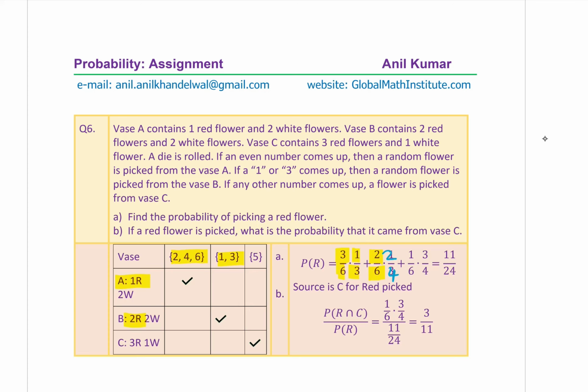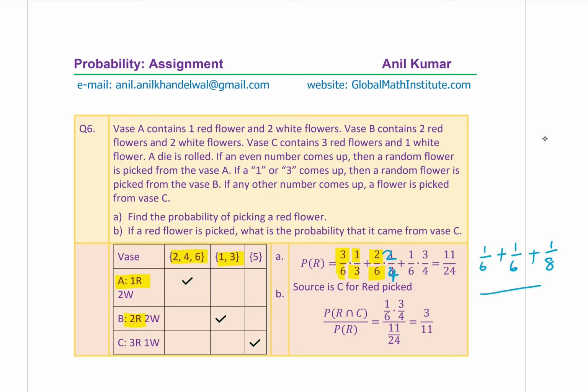Now, the number 5 is the only number which will help you pick from vase C, which is 1 over 6, right? And here we have 3 red out of 4, so that is 3 out of 4. Let's recalculate the answer and see what we get, right? So in this case, we get 3 and 3 cancel, so we get 1 over 6 plus, here 4 cancels, again 1 over 6 plus, we get 6 goes 2 times, 1 over 8, right?